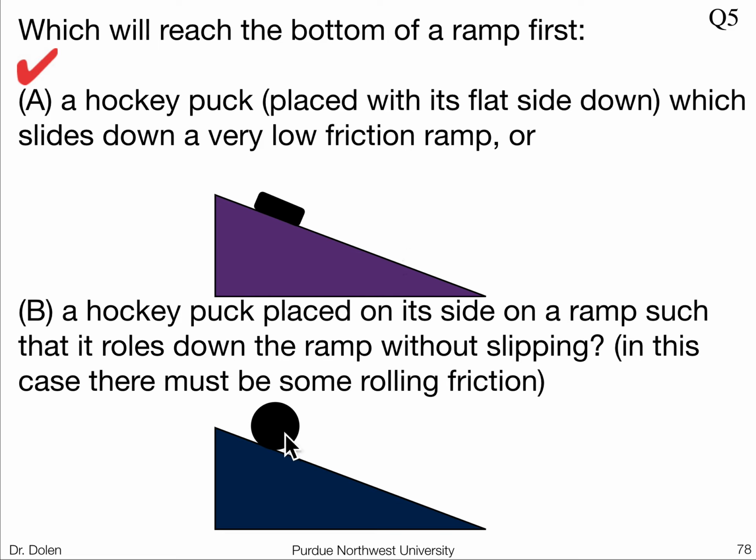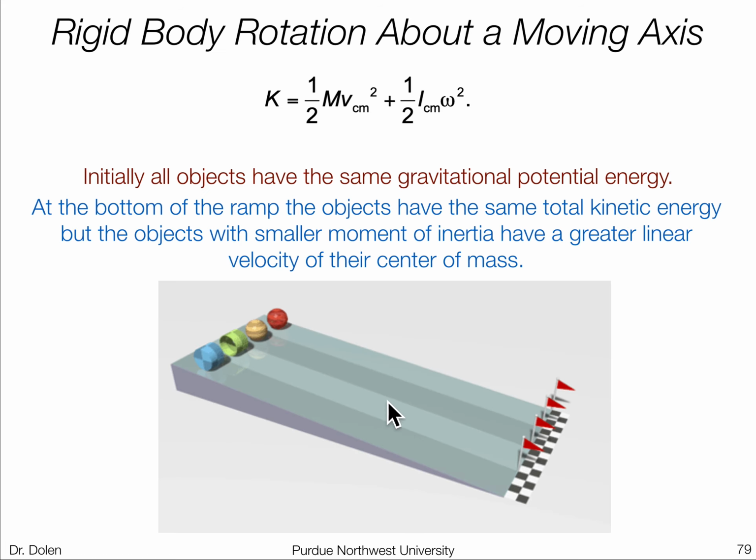With this hockey puck here, which has to roll down the ramp, some of its energy is going to go into making it rotate, and some of its energy is going to go into making it move and translate down the ramp. And so since less energy is going to the translational kinetic energy, it gets to the bottom of the ramp last. Right, so in solving these types of problems, we're generally going to use conservation of energy.